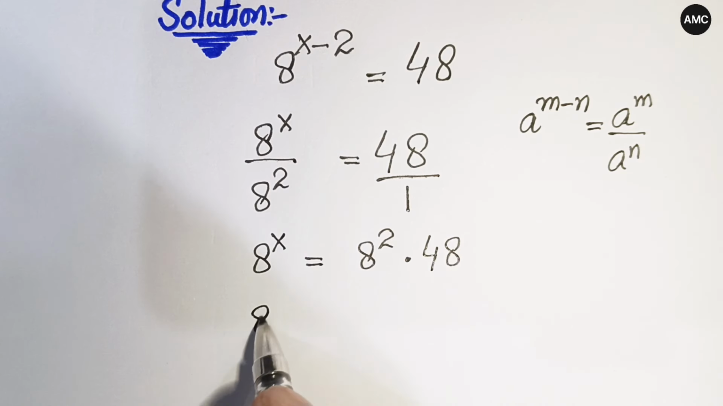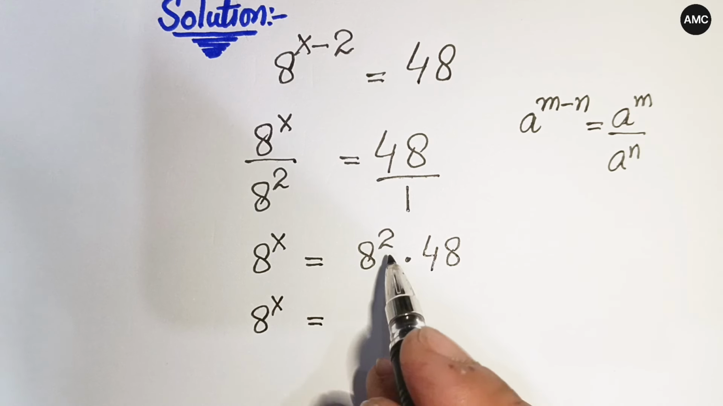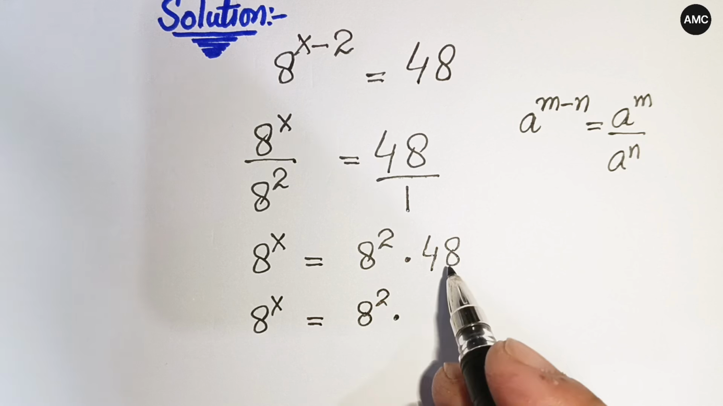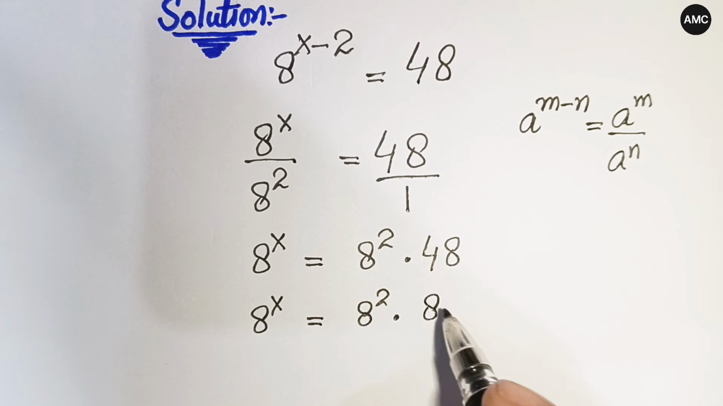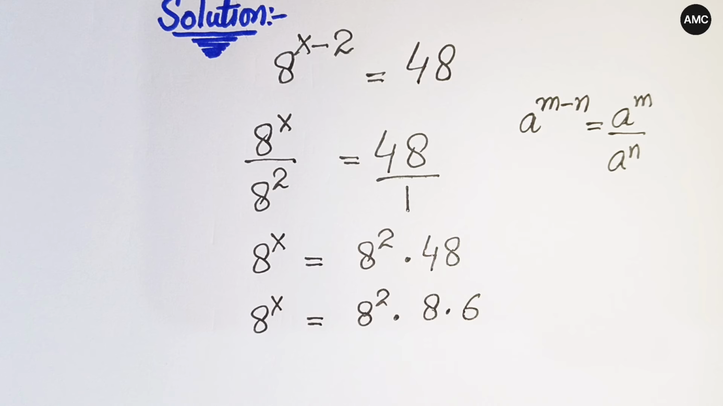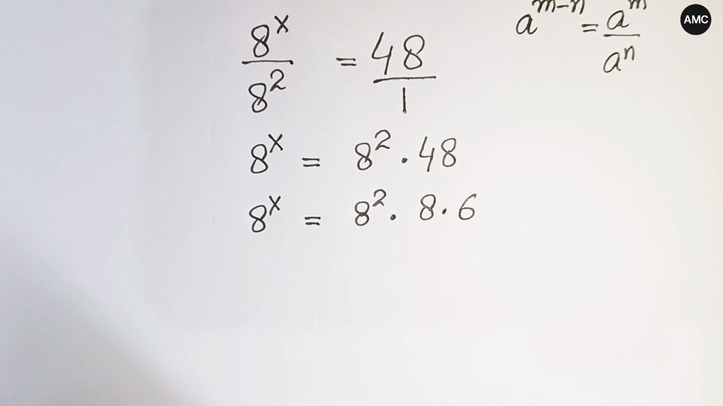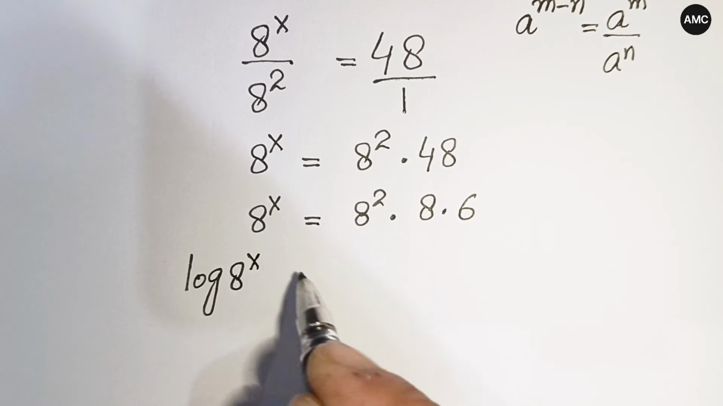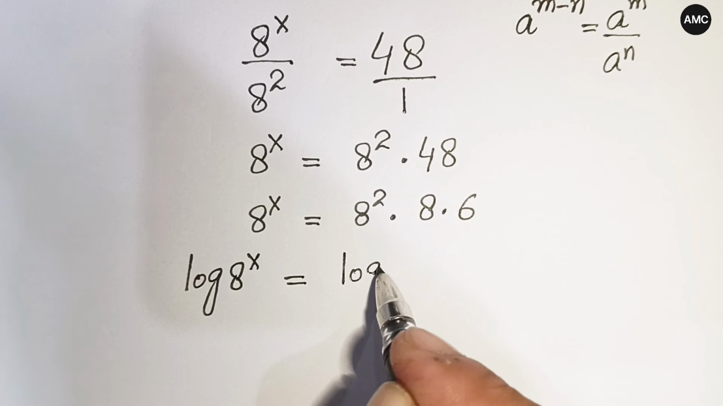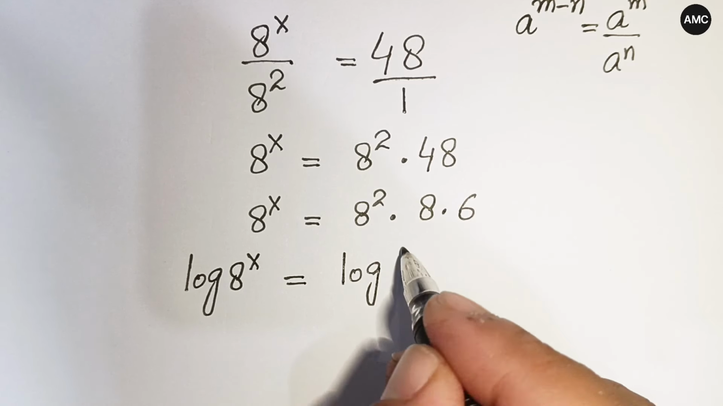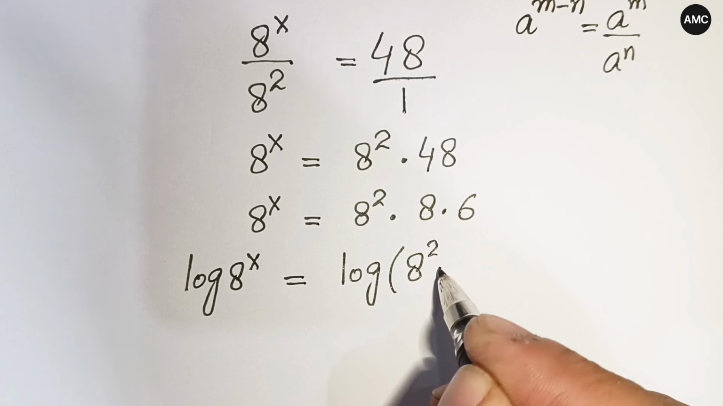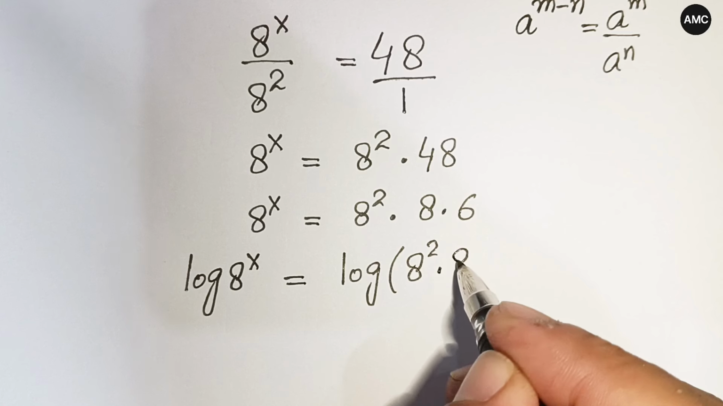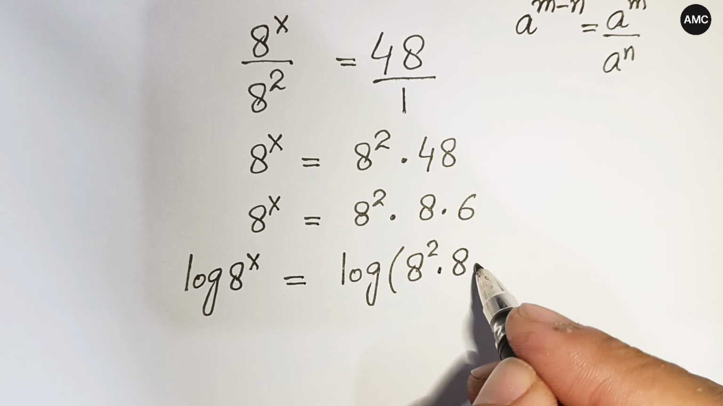Now 8 to the power x is equal to 8 squared times 48, and 48 can also be written as 8 times 6. Now if we take log on both hand sides, we have log 8 to the power x is equal to log of 8 squared times 8 times 6.